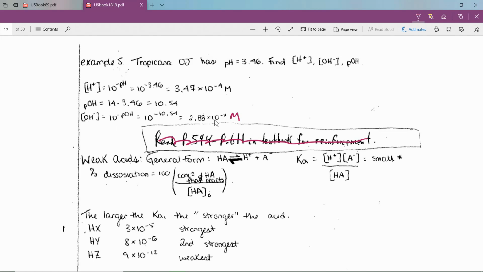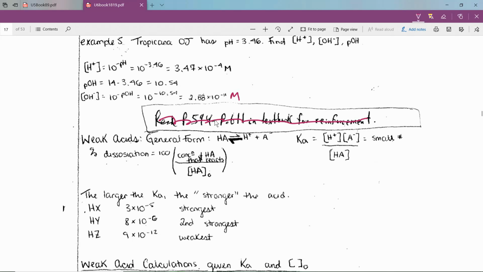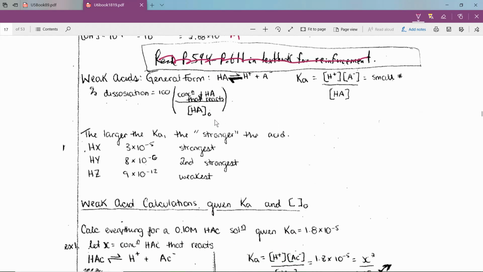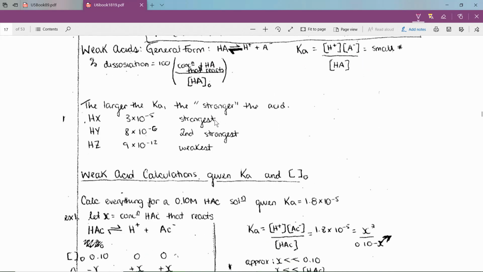Okay, so we went from strong acids. Example 5 bridges us into now a discussion about weak acids. A weak acid in general is given the symbol HA at equilibrium with H+ and A-. Now I know I could do diprotic and triprotic, but all the examples we'll look at for weak acids will be monoprotic. So Ka is H+ times A- over HA. It's a small number. We said typically 10 to the minus 10 to 10 to the minus 3.